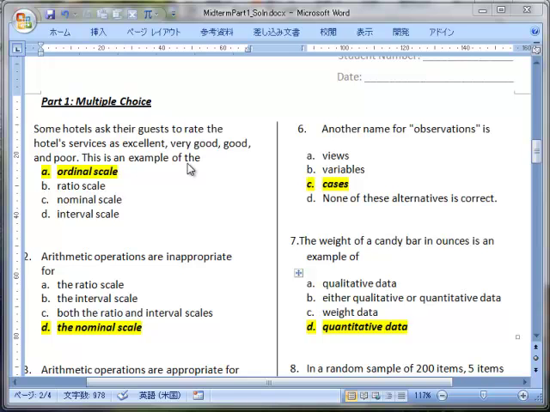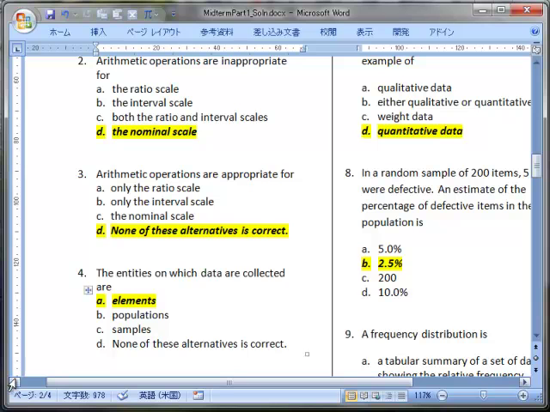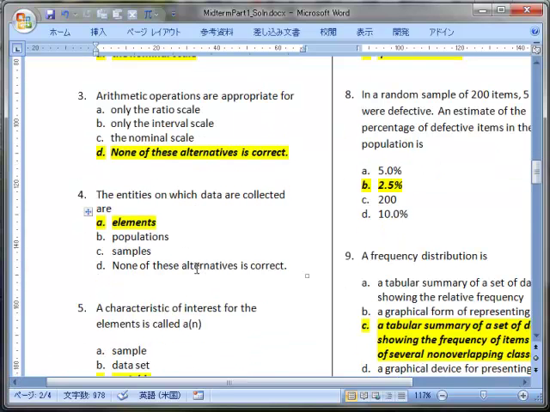Let's see, for multiple choice, the first one was ordinal scale, nominal scale. None of the alternatives is correct. No one had any trouble with those. However, on number 4, the entities on which data are collected. I think you all understood this, but you should check the meaning of the word entities here.